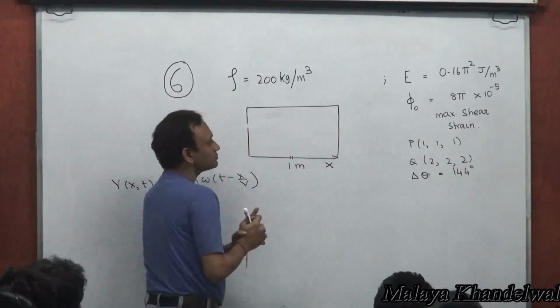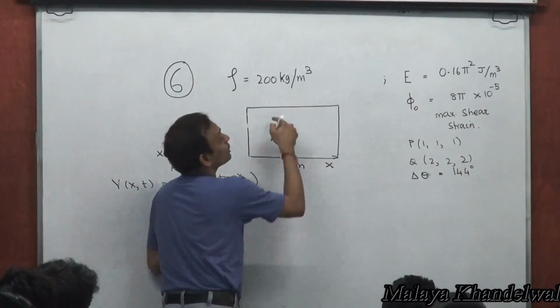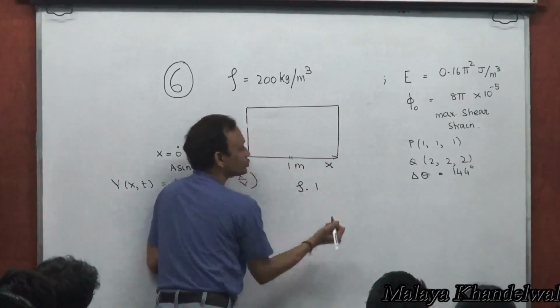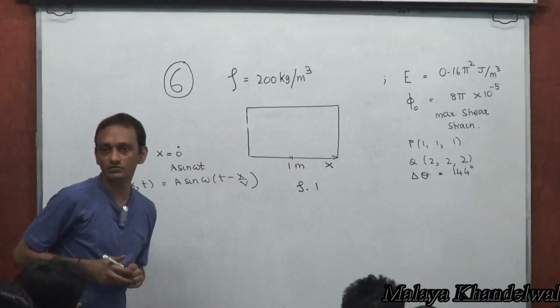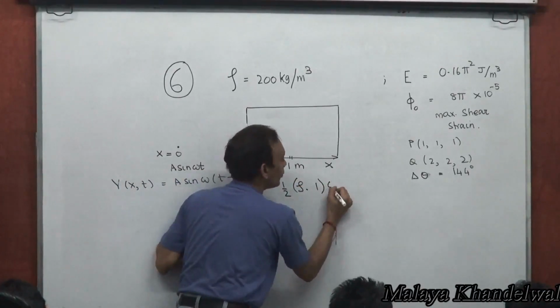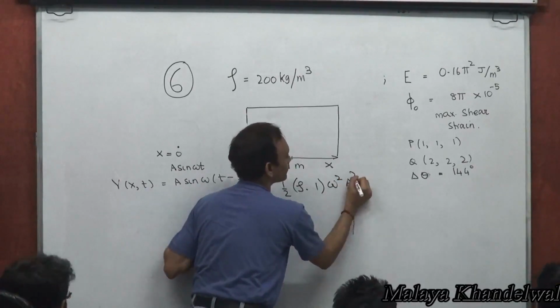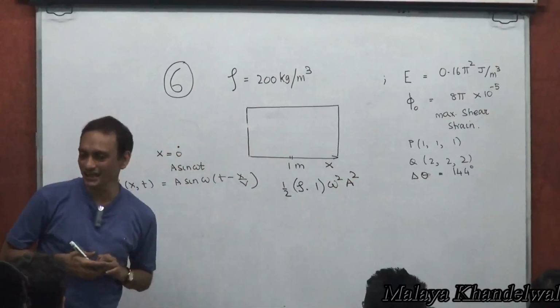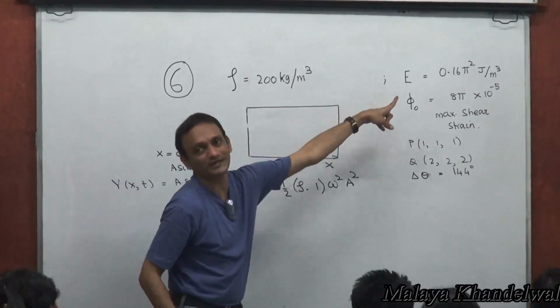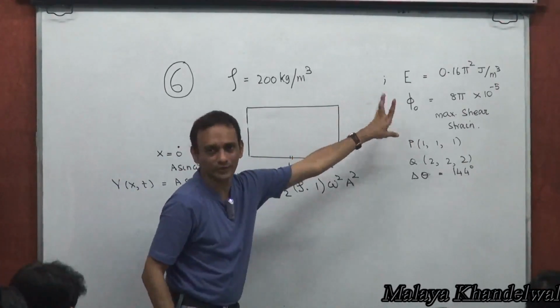Now the total mass of this 1 cubic meter region would be rho into 1. That's the total mass of this region. So half of the total mass into omega squared into a squared, that's the total energy in 1 cubic meter, and that must be E. That must be 0.16 pi squared joules per cubic meter.